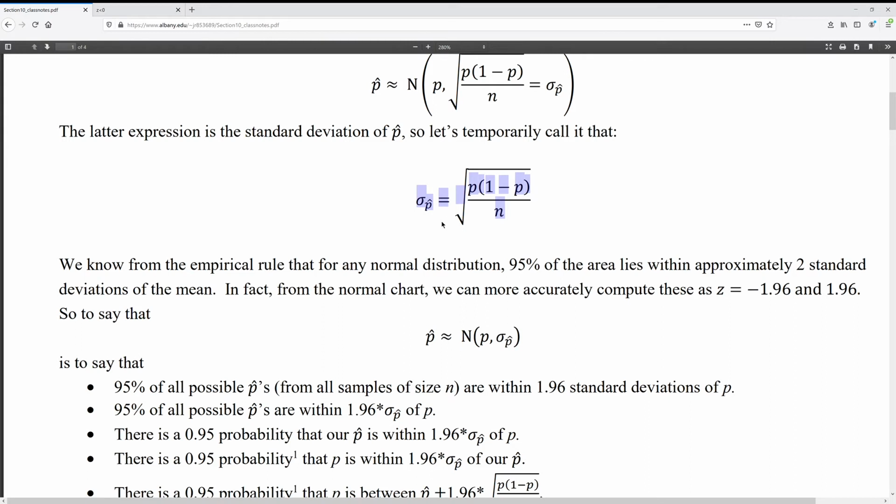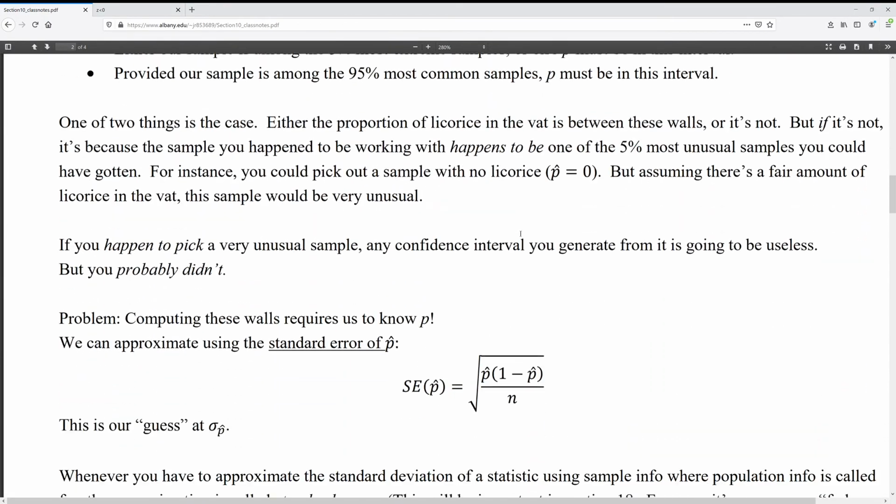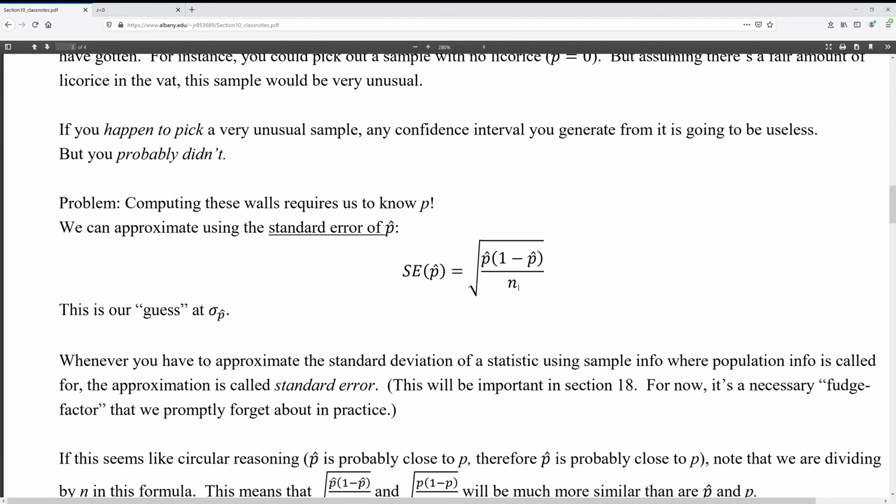So I'll say it one more time. Anytime you are forced to estimate the standard deviation of a statistic by putting sample information where the corresponding population information is really called for, it's called the standard error of the statistic. So just stare at this for another second or two. This is the standard deviation of our statistic, p hat. And this is the standard error of our statistic. The same guy with a hat in it.